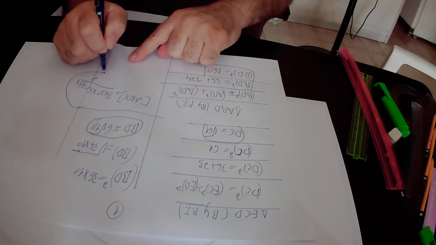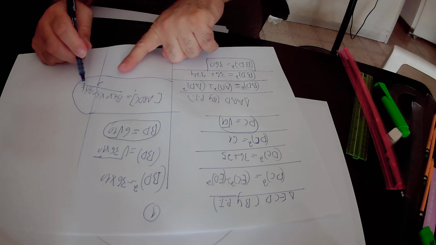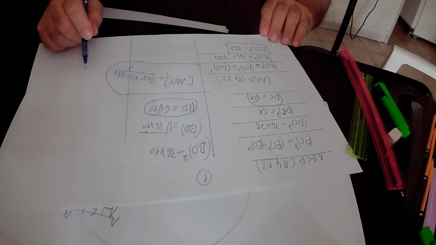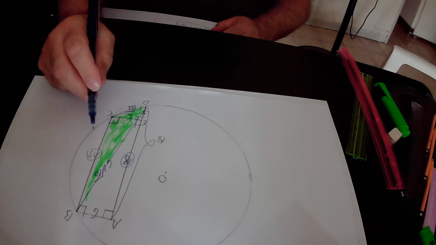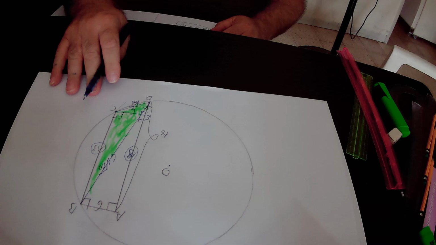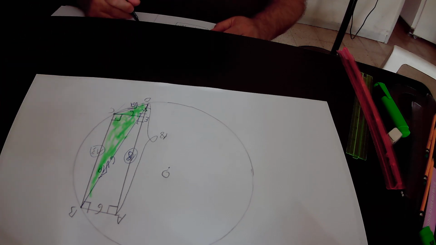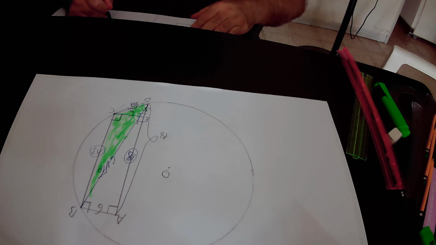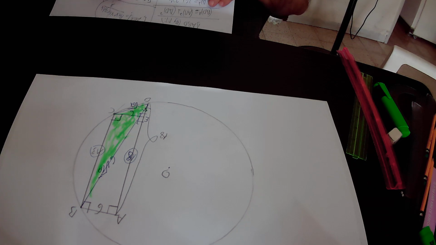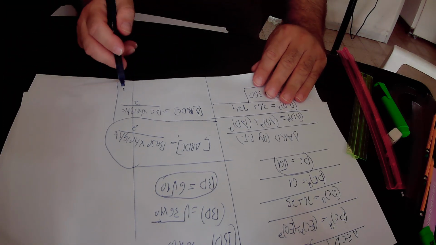Here I must emphasize that the height to the base must create 90 degrees with the base. So the area of triangle BDC equals the base of the triangle, and we'll choose the base as BC. Side BC is the base, times the height over 2. The height to the base must create 90 degrees with the base. So the area of triangle BDC equals BC times the height over 2.